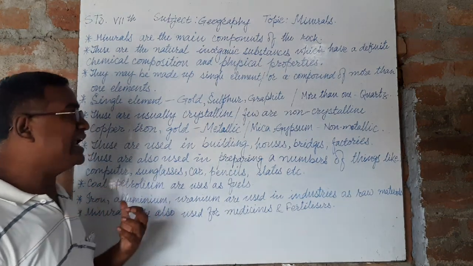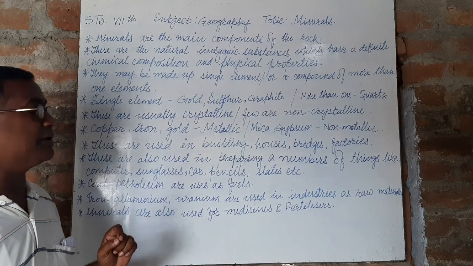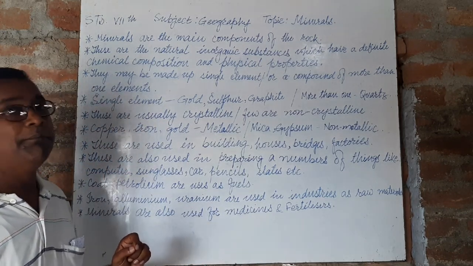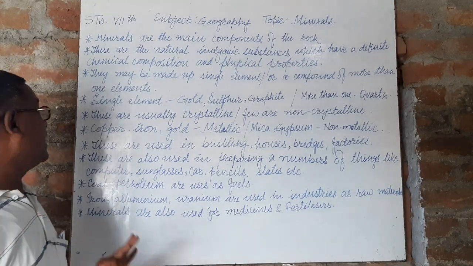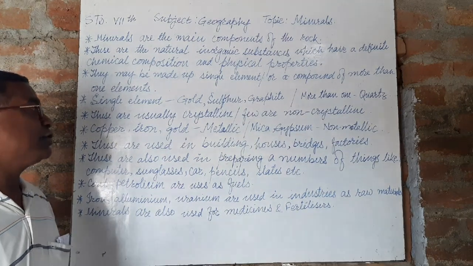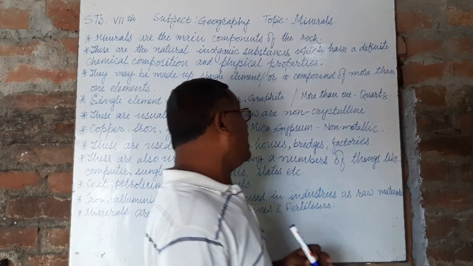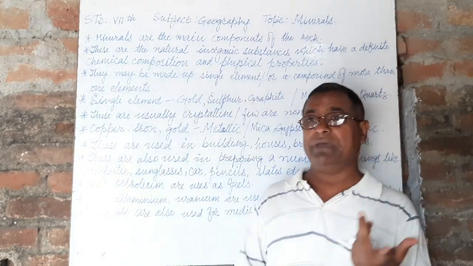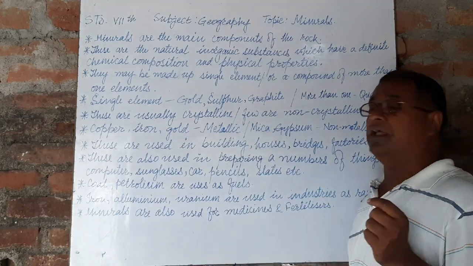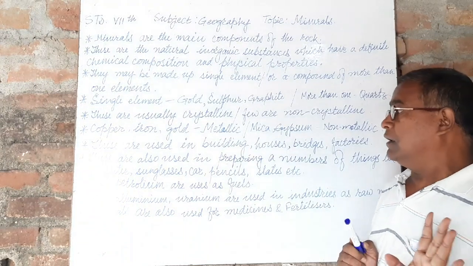They may be metallic and they may be non-metallic. Metallic minerals are those which have metallic properties, like copper, iron, gold. So these are considered metallic minerals. While mica and gypsum have no metallic properties, so these are considered non-metallic minerals.